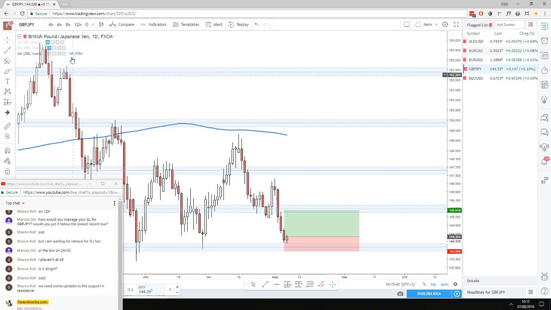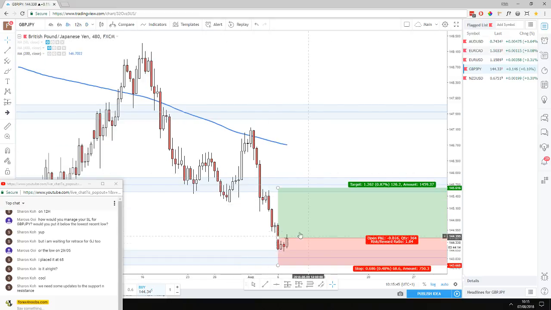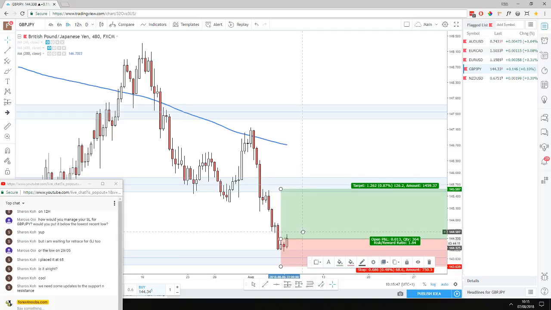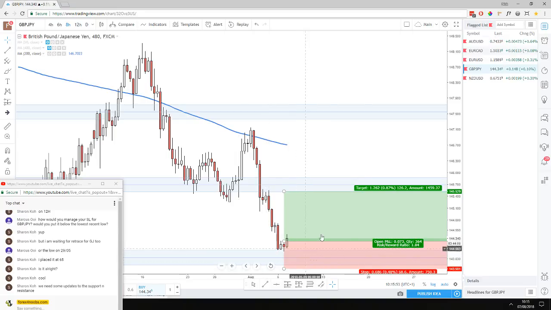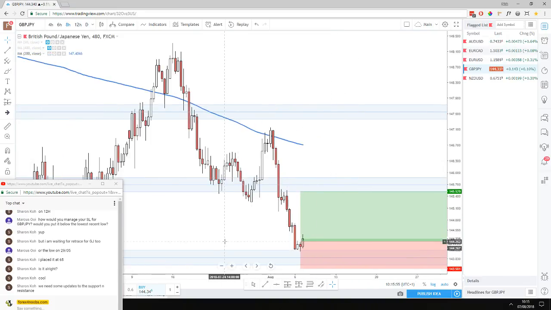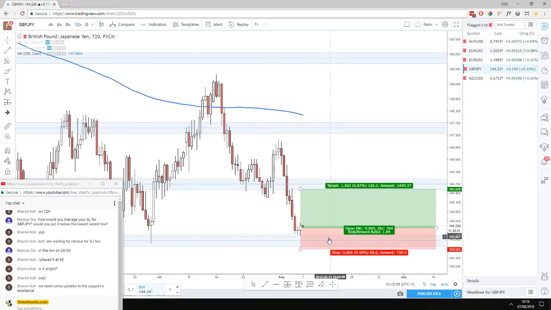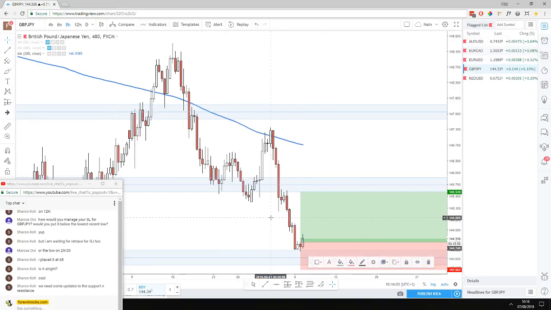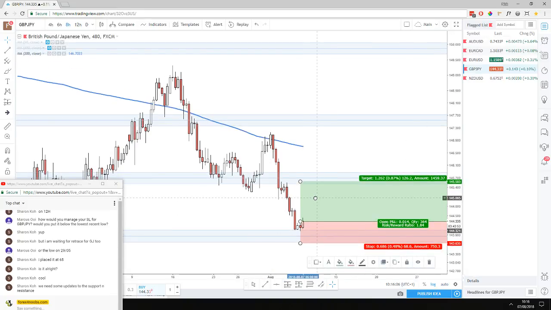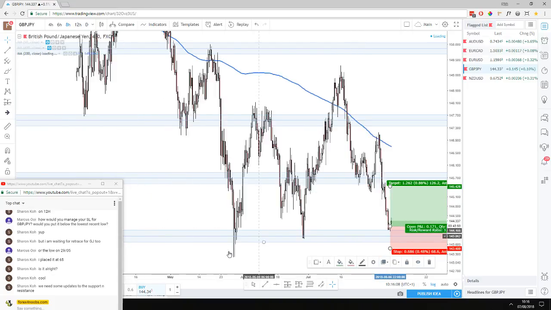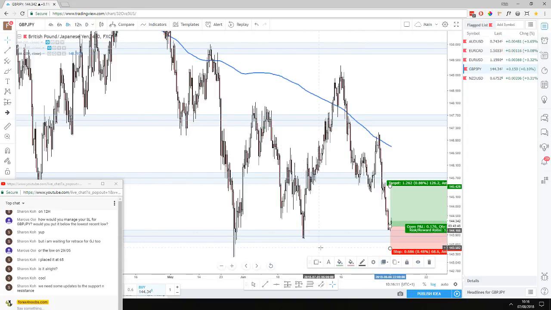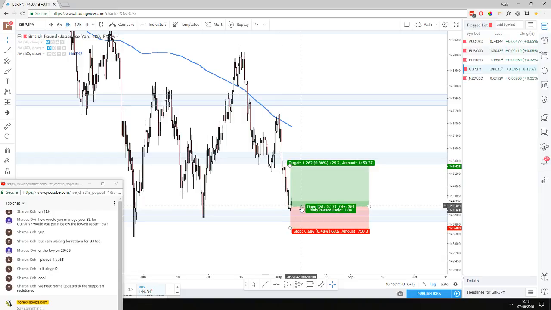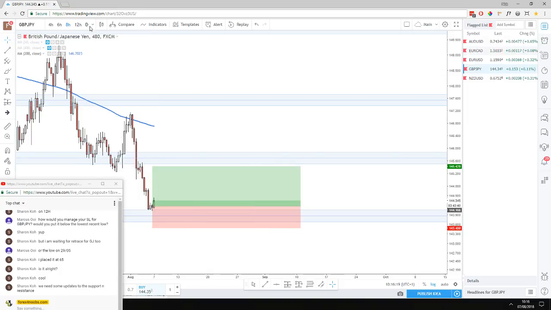GBPJPY, this one's already triggered, and you know, this entry is just a tad late if you wanted to get in now. Personally, I would much rather have entered already a bit lower than this. Maybe a bit of a retrace entry or something, because the stop loss, even if we're using this low to place our stop loss beyond, is still very significant. So the earlier your entry, the better. So I'm probably not gonna enter this one, guys.